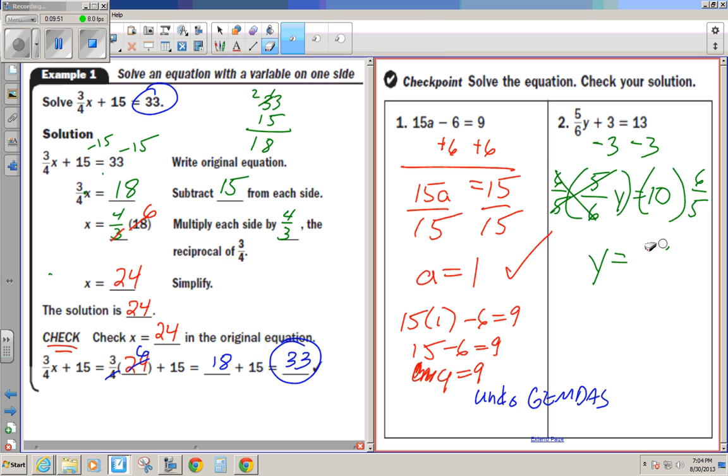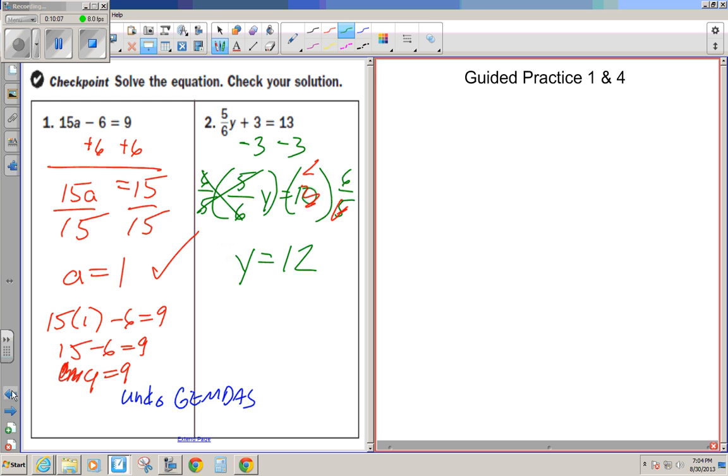Let's do some simplifying first to make it easier. 5 reduces to 1. 10 reduces to 2. 2 times 6 is 12. Go ahead and check on your own. I don't want this video to be too long. Pause it, check it on your own, and see what happens.